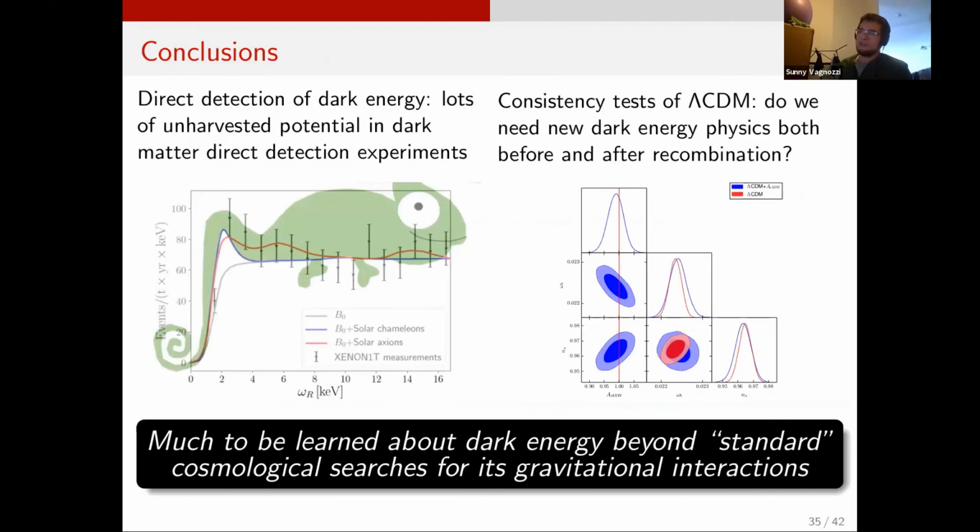So I've come to the end of my talk. Let me just leave you with 2 key plots from the 2 halves of my talk. In the first half, I hope I've convinced you that there's a lot of potential for looking for dark energy on Earth, especially in big underground experiments, which are usually devoted to searching for dark matter. So we can actually hope to do direct detection of dark energy, especially in the next years.